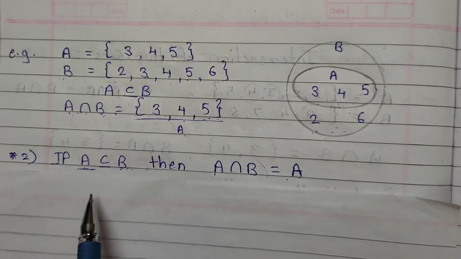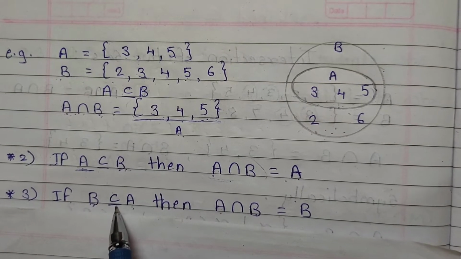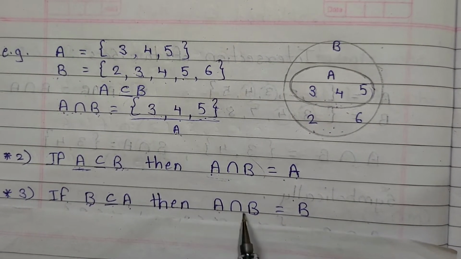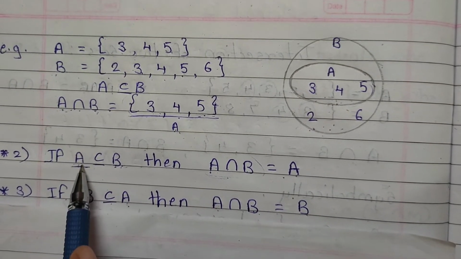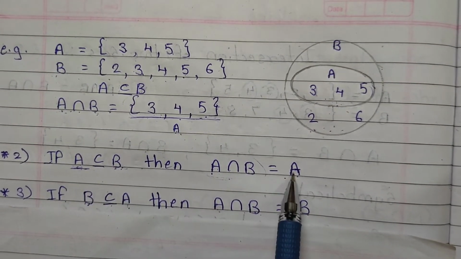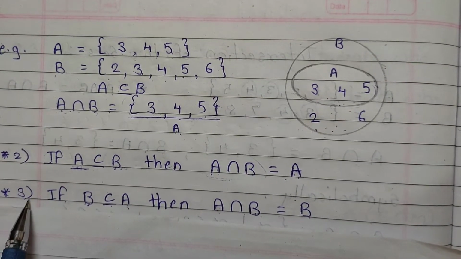Similarly, if we have B subset of A, then A intersection B equal to B. So these two properties are given in the textbook.